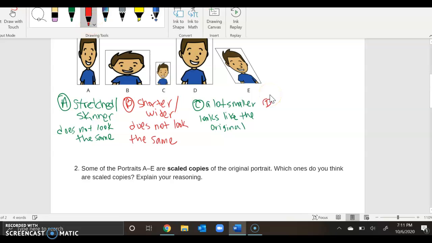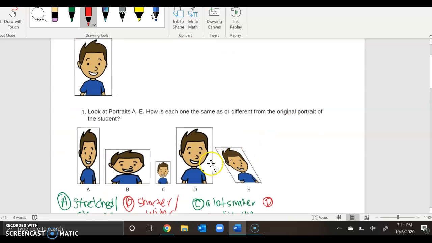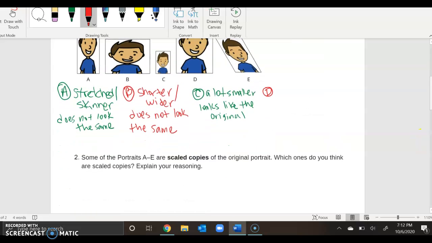Okay, and then we have D. Also, if we look at D compared to our original photo, he looks exactly the same. It may be a little smaller or a little bigger, but he looks exactly the same, even though the size might just be a little bit different. So we're going to say maybe just a little smaller, not by much, and we're going to say that he does look the same as the original.